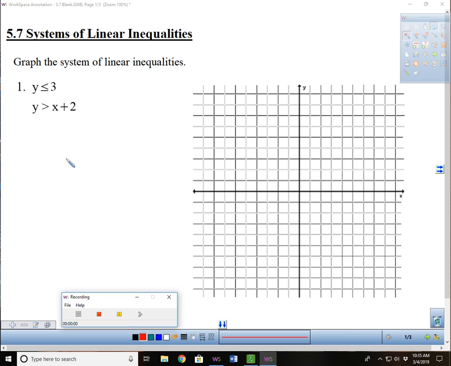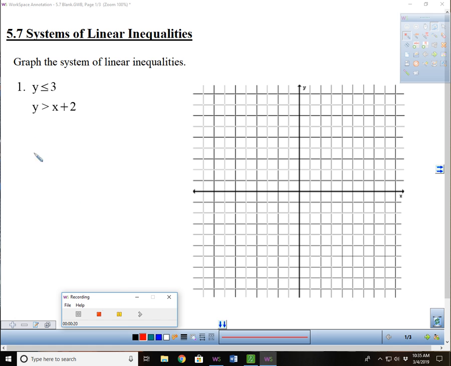Okay, so systems of linear inequalities is the same thing as graphing a regular inequality, but you're going to do two of them at the same time. So what you're looking for is all of the ordered pairs that, when you plug in your x and your y, would work in the top equation and would work in the bottom equation. So what we're looking for is the overlap of shading.